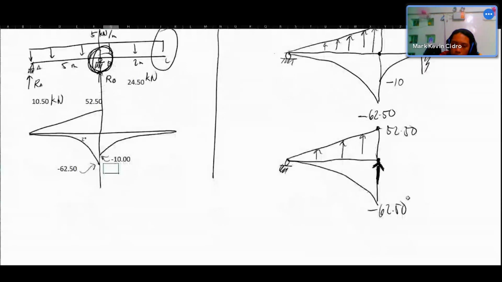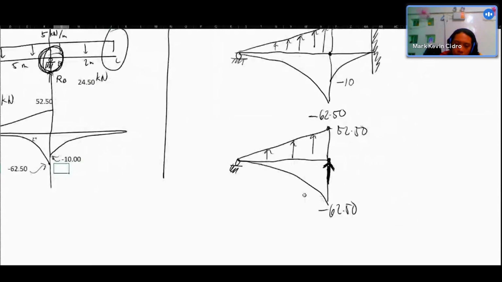So this is the reaction at the pin. How do we determine the reaction at the pin? You can take the summation of moments at A. This is your A, this is your B, this is your C. Summation of moments at point A is equal to 0. Take note, there is no moment there because that's a pin. A pin cannot support moment, so there is no moment. This is equal to 0.